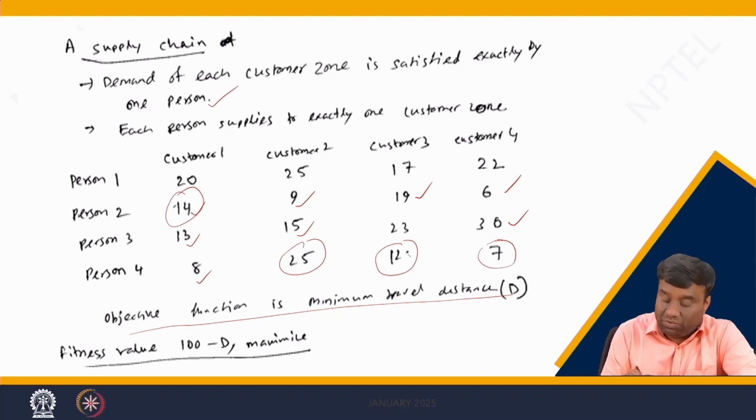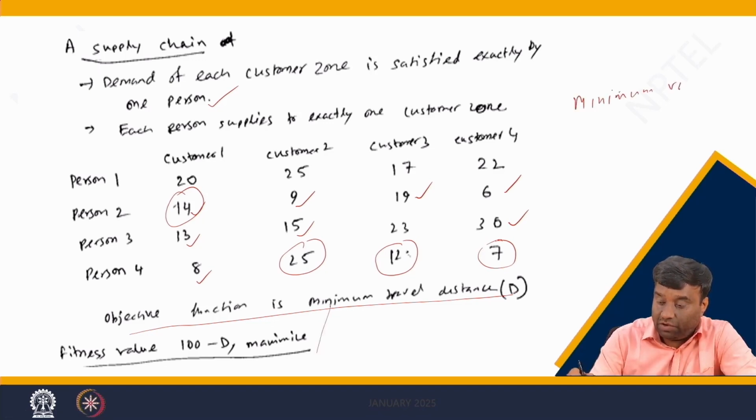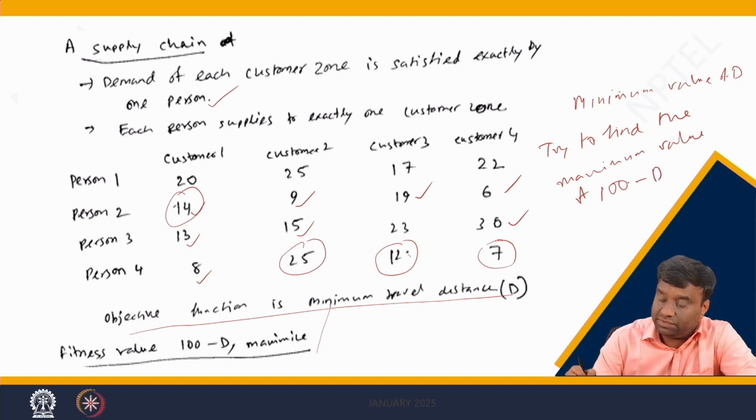So the objective is to minimize the travel distance d. So if you need to find the minimum value of d, we will try to find the maximum value of 100 minus d, suppose 100 minus d. Using summation, it will never be 100. So the maximum is 100 minus d. So if we maximize 100 minus d, automatically we will find the minimum value of d. So that is what you want to do.